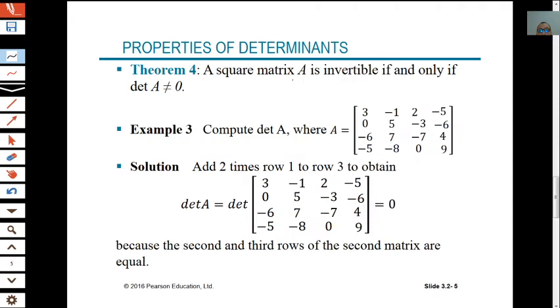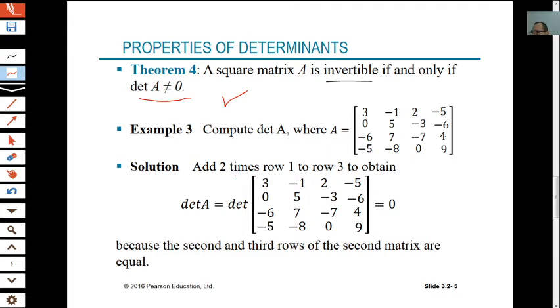Another theorem: a square matrix A is invertible if and only if its determinant is not equal to 0. Namely, we can know directly whether a matrix A is invertible or not by computing its determinant. If the determinant is not equal to 0, we say it is invertible, which is very useful information. Just by finding the determinant we can obtain the information about whether matrix A is invertible or not.